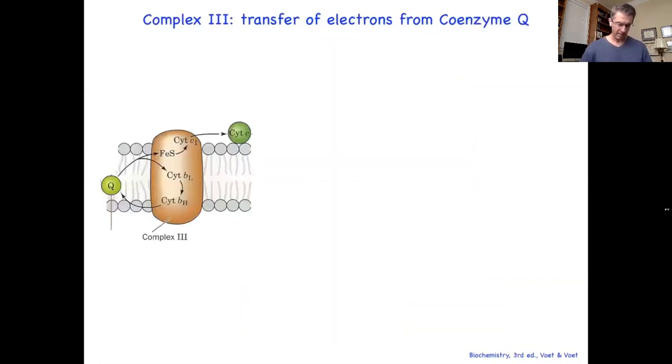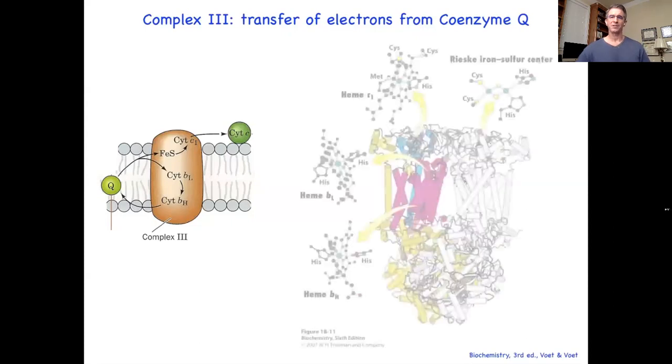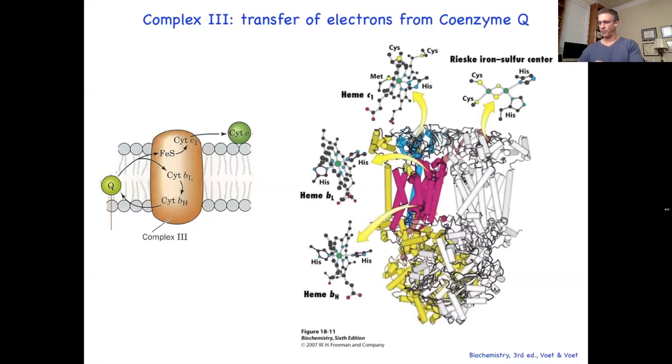Now, this complex is an even larger complex. It's about 250 kilodaltons of molecular mass. Complex 3 is actually going to do something a little funky for us here. We're going to see that we've got an interesting problem to solve here, but this is a big complex, about 11 subunits.